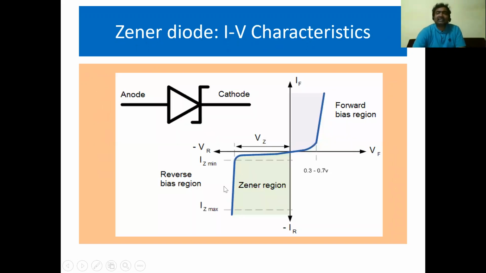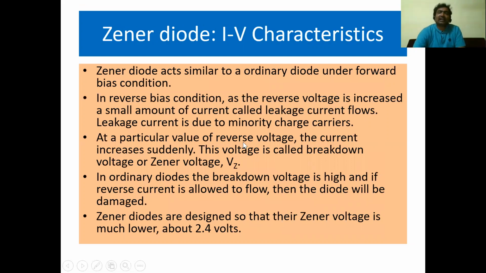This is the VI characteristics of the Zener diode. In forward bias condition, even Zener diode acts like an ordinary PN junction diode. For smaller reverse bias voltages, there is a small flow of current. This is called as leakage current or minority carrier current. This is due to minority charge carriers in both the regions, P region and N region. At a particular value of reverse voltage, the current increases suddenly. This voltage is called as breakdown voltage or Zener voltage.